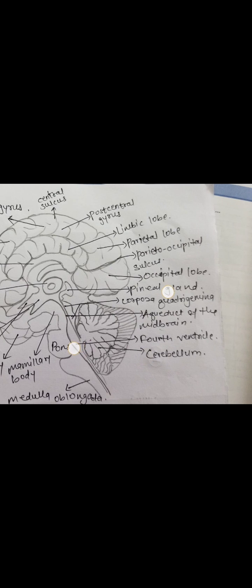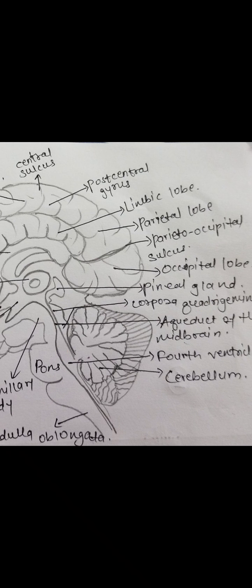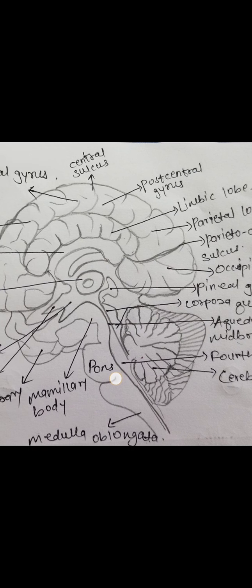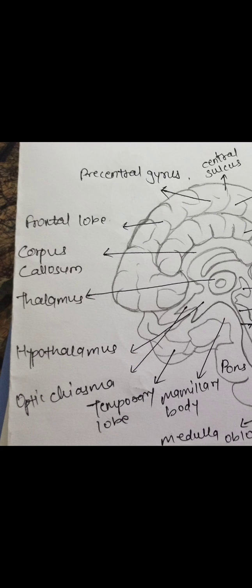For example, lobes like limbic lobe, parietal lobe, frontal lobe, occipital lobe. You can see here limbic lobe, parietal lobe, occipital lobe, and frontal lobe.